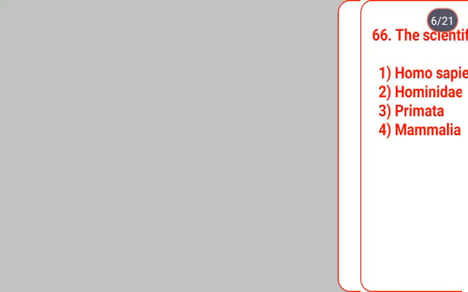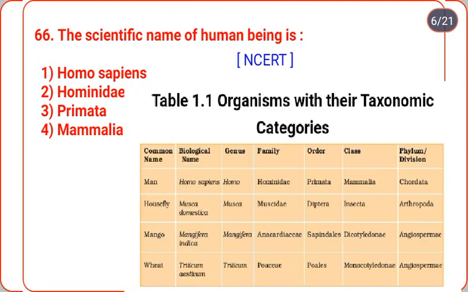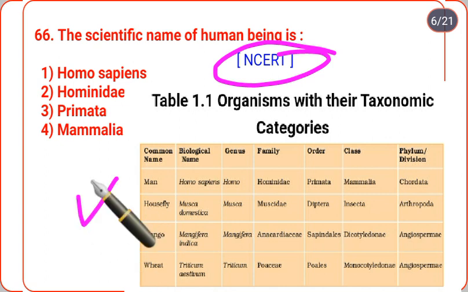Next, question number 66, that is from the NCERT book. Yes, all the questions are from the NCERT book, and the diagram also signifies the scientific name of the human being. Option A, Homo sapiens, option B, hominid, option C, primate, option D, mammalia. Okay, so here the appropriate answer is option A, option 1.